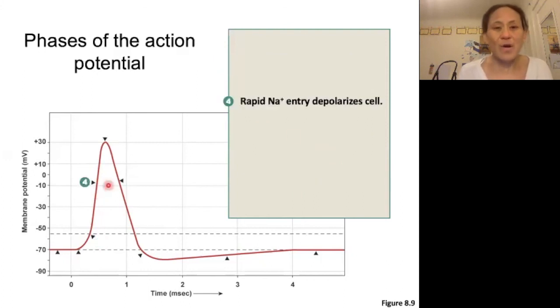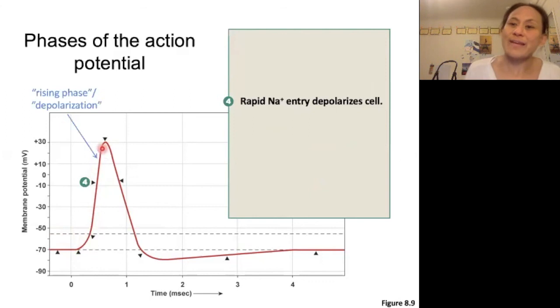All right, so we kind of already talked about this, right? So we opened up a whole bunch of sodium channels. Sodium can come into the cell. Lots of sodium comes into the cell because we have suddenly opened up a lot of sodium channels. And that's going to cause the cell to rapidly depolarize. We have a name for this part of the action potential. It's called the rising phase or the depolarization phase.